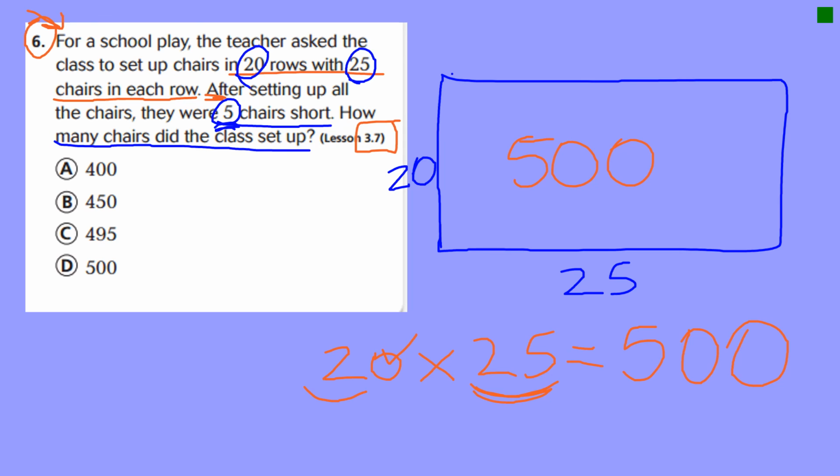So what's 500 less 5 chairs? Let's look at these choices. 400, 450, 495, 500. Look at that. They put that in there because you were like, yay, I got 500. That's the answer. No, no, no. You will not trick us, math book. This is a 2-step problem.